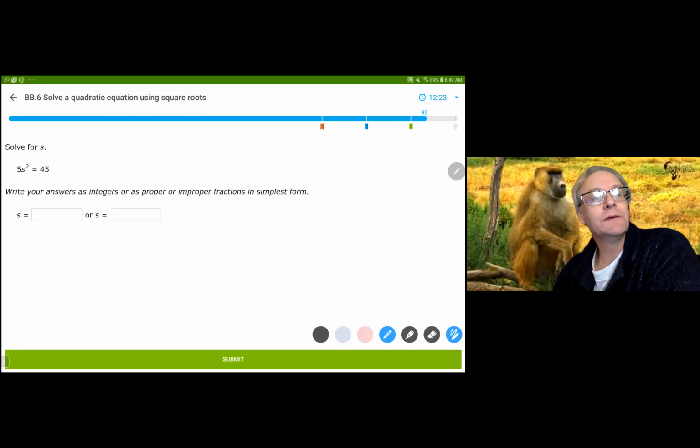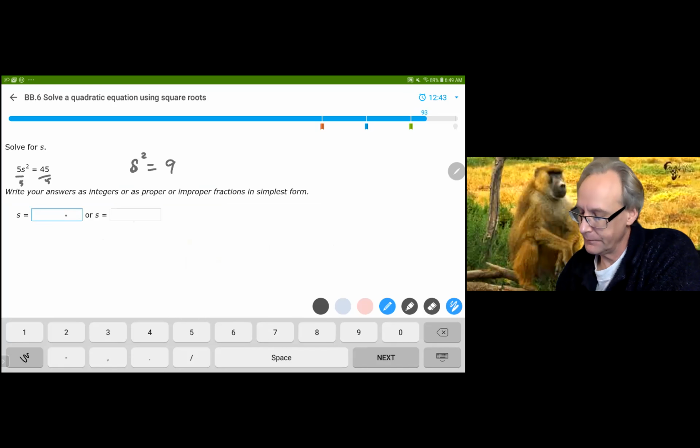I know, more than you wanted. Divide by 5. Can you do it in your head? Divide by the 5 and we get s squared equals 9. We divided by 5 on both sides. So s is going to be 3 or negative 3.